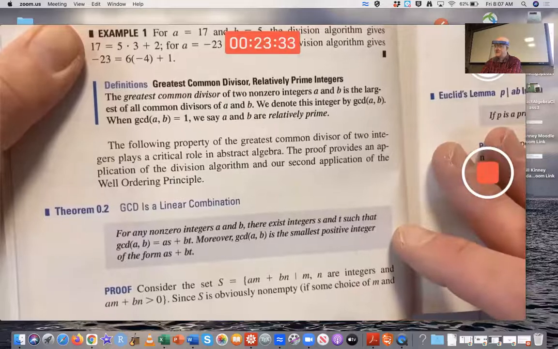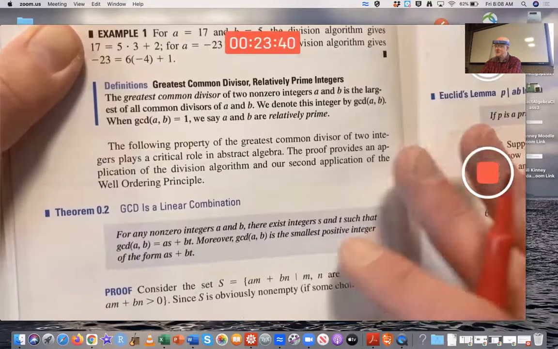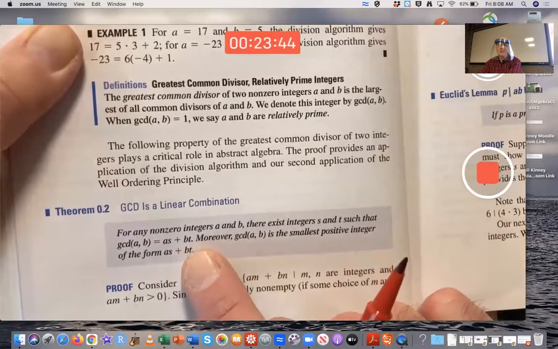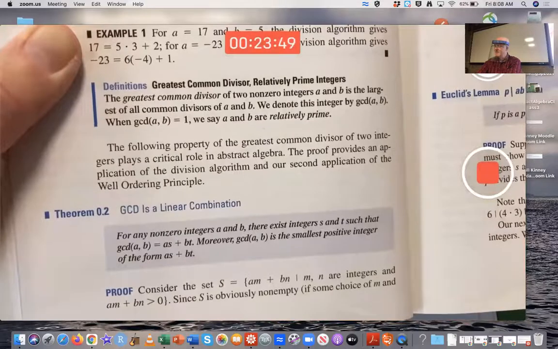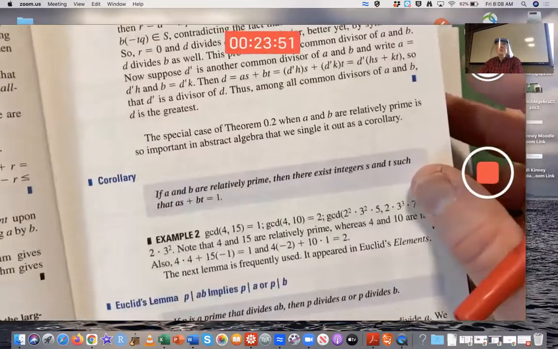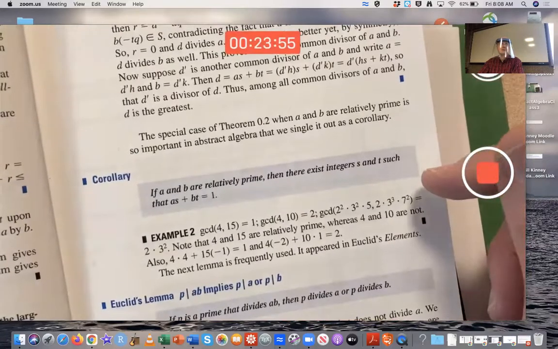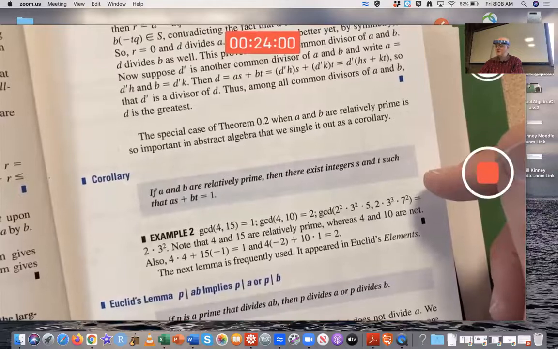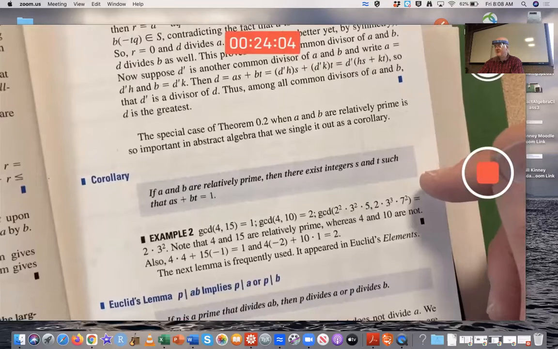The theorem states, for any non-zero integers a and b, there exist integers s and t so that the GCD of a and b is as plus bt. It's a linear combination of them. Moreover, it's the smallest positive integer of this form. And the corollaries follow so easily from theorems, they're essentially equivalent to the theorem. Or you can treat them as the theorem itself, essentially. An application of the theorem is a better way to say that.